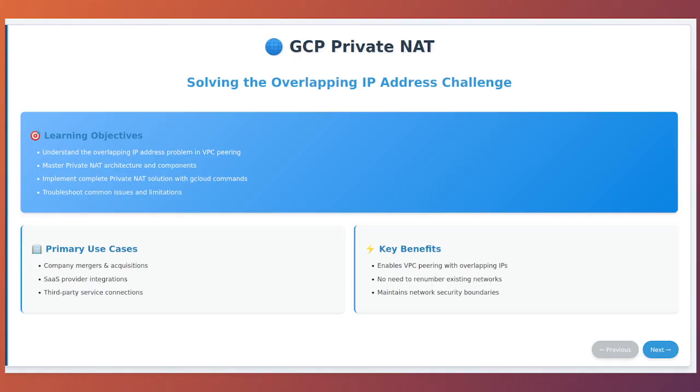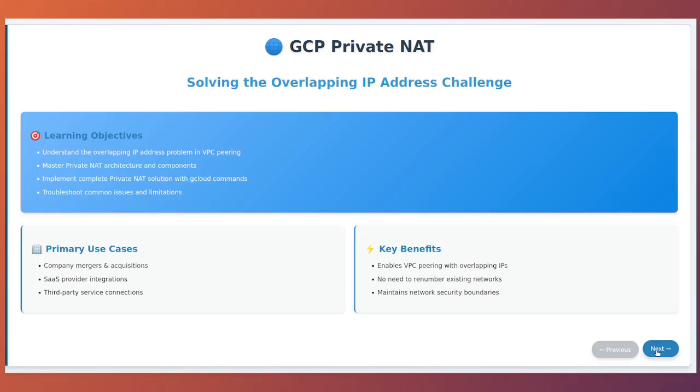Welcome to our deep dive into GCP Private NAT. Today we're going to solve one of the most challenging networking problems in cloud environments. Imagine you're a cloud architect and your company just acquired another business. Both companies have been running their infrastructure on GCP with the same IP address ranges. Let's say both are using 10.1.1.0/24. Now you need to connect these networks so they can communicate.